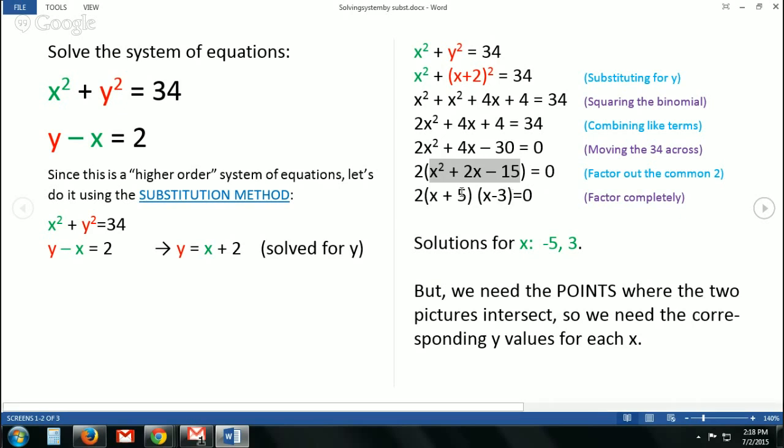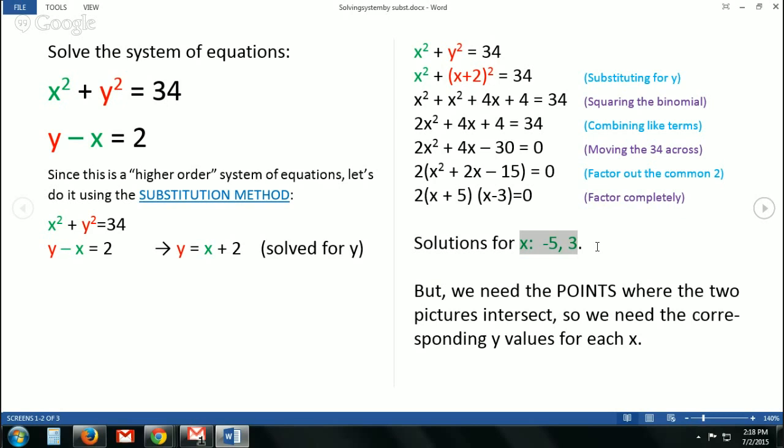Let's factor x squared plus 2x minus 15. That, of course, factors as x plus 5 and x minus 3. If we set each of those factors equal to 0, our solutions for x would be either x equals -5 or x equals +3. But now remember, we're not done just knowing the x's. We need to know the points where the two pictures intersect each other.